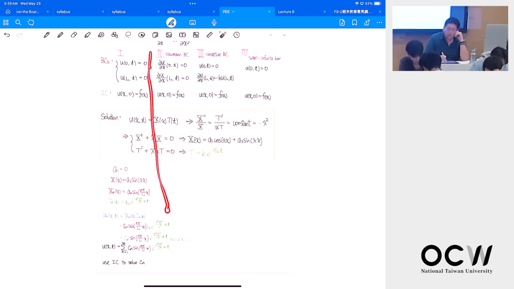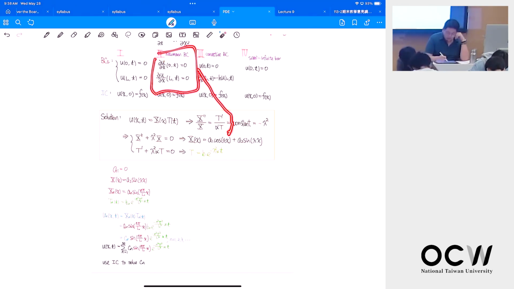Now how about the second one? Neumann boundary conditions. In this case, you also take the derivative, and bring the boundary conditions to here.